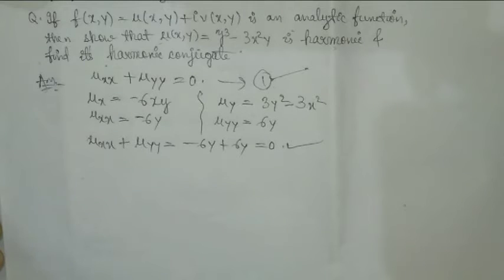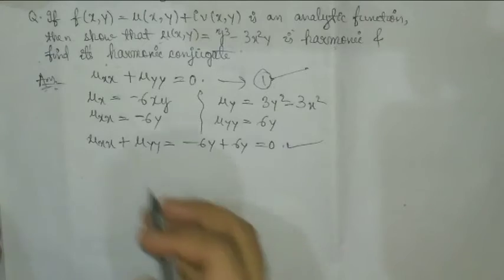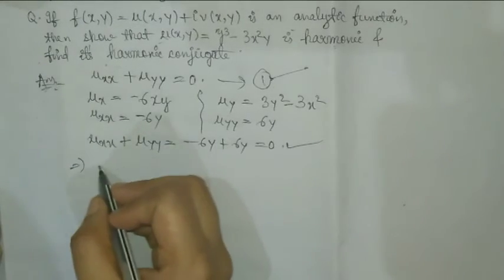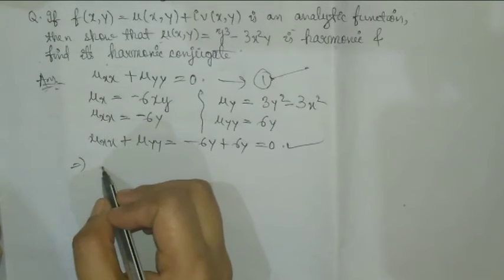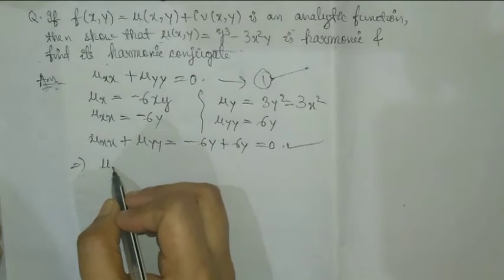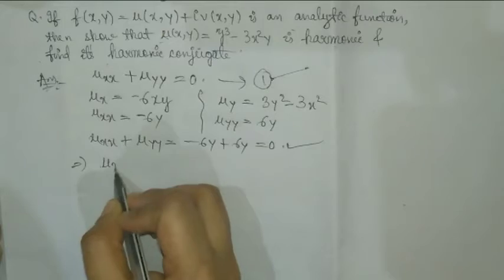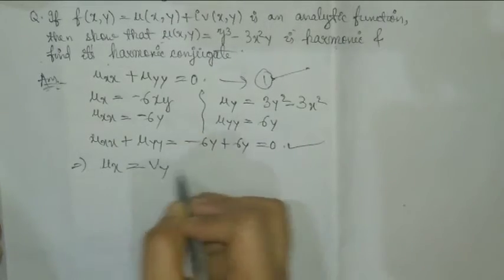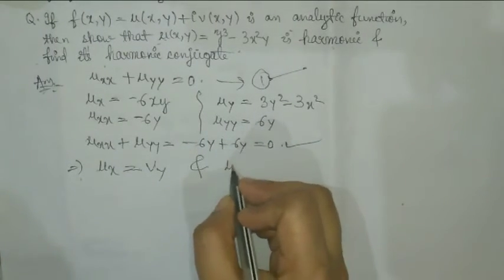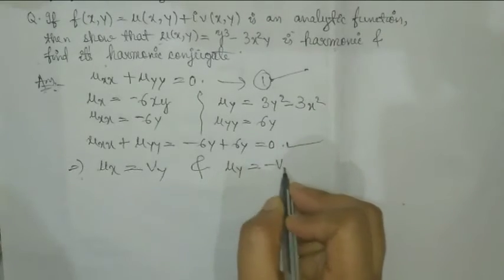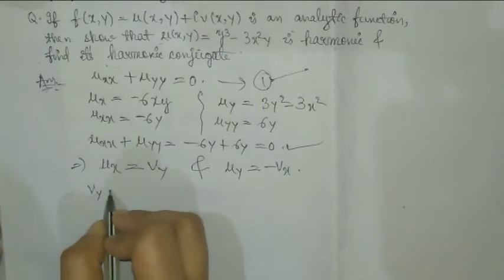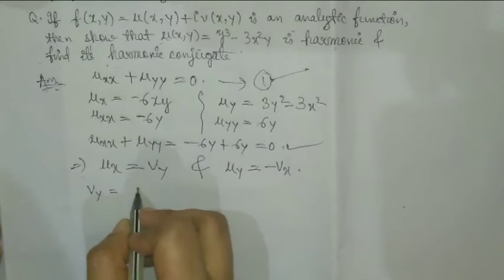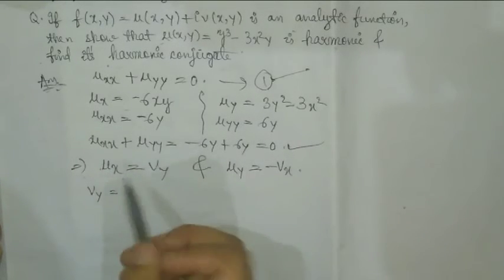Next, we need to find its harmonic conjugate. So now for finding the harmonic conjugate, first we know that it is already analytic. Okay, so it will satisfy the Cauchy-Riemann equation, that is u x equals v y and del u by del y is equal to minus of del v by del x. So now this del v by del y is equal to how much? Minus 6xy.